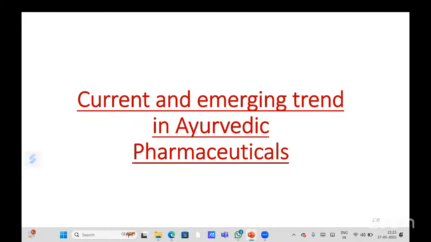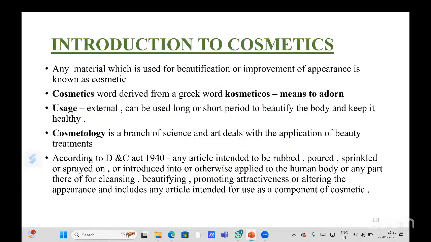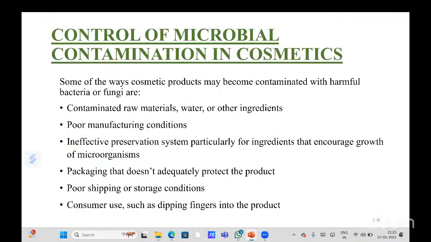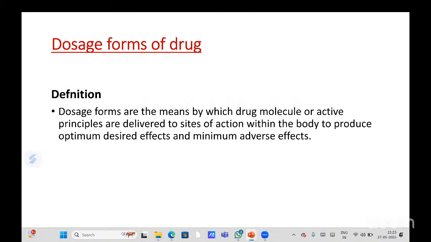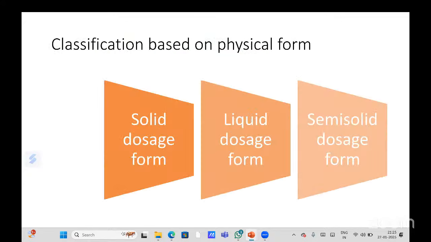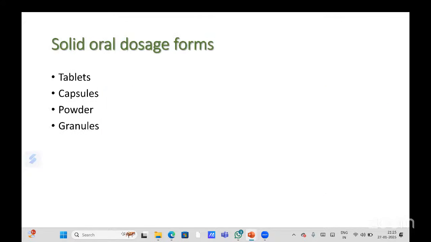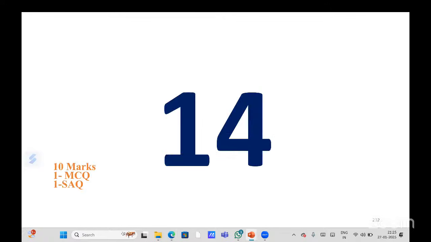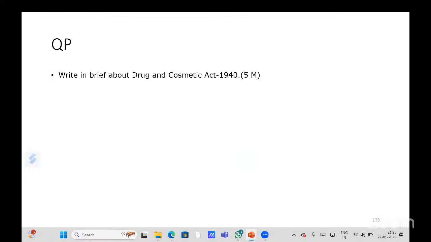They may ask for current emerging trends in Ayurvedic pharmaceutics alone, or they may ask you to define dosage forms and classify them. That time you have to classify the dosage form on the basis of routes of drug administration and on the basis of physical form. So, moving to the last point, that is syllabus point number 14. This again carries 5 marks.